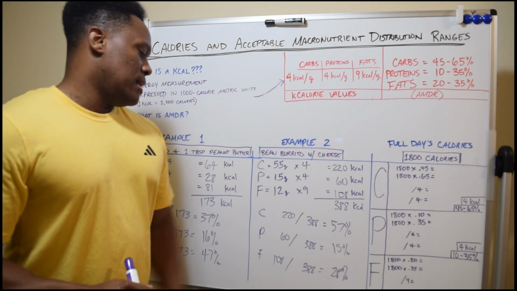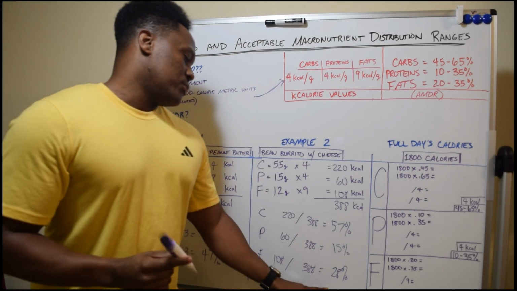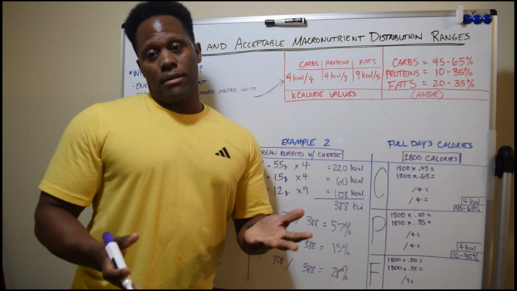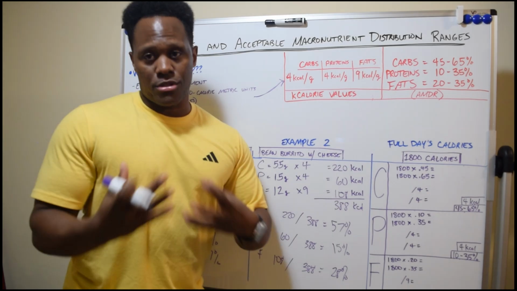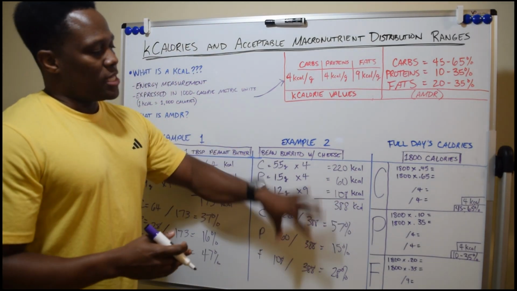Now there's fats, 28%. That's how much comes from a bean burrito with cheese. 28% puts us within the limit. That puts us within 20 to 35%, within the upper and lower. So we're pretty much good with this meal right here.